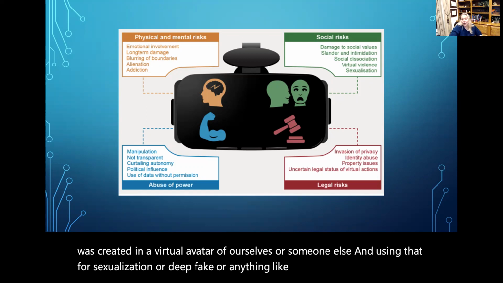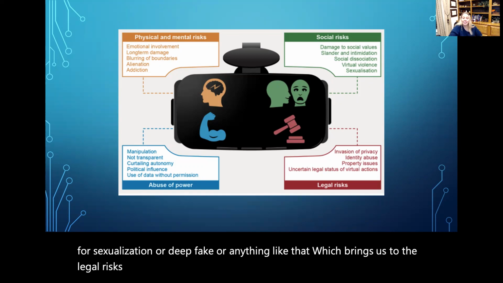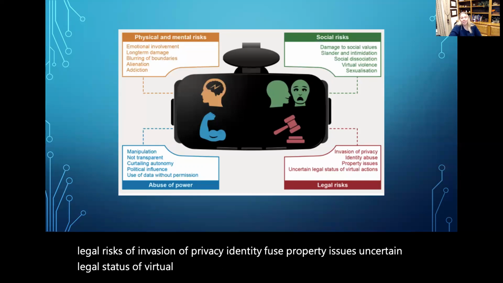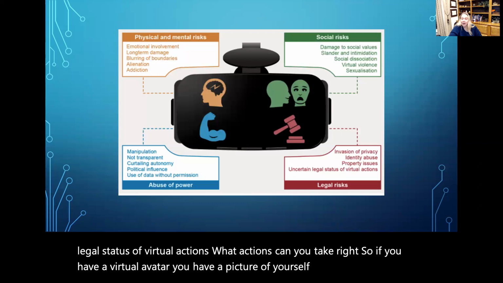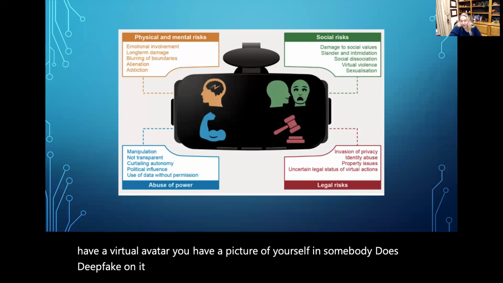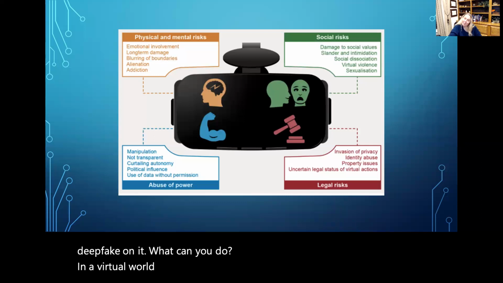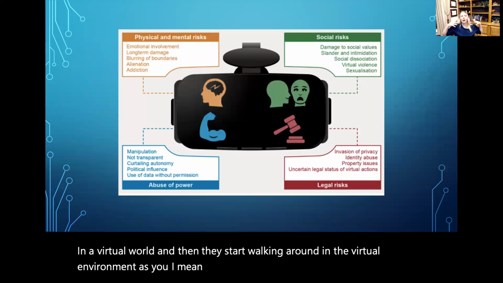Which brings us to the legal risks of invasion of privacy, identity thieves, property issues, uncertain legal status of virtual actions. What actions can you take? Right? So if you have a virtual avatar, you have a picture of yourself and somebody does a deep fake on it, what can you do in a virtual world? And then they start walking around in the virtual environment as you. I mean, yeah, the possibilities seem endless right now because they haven't been defined.